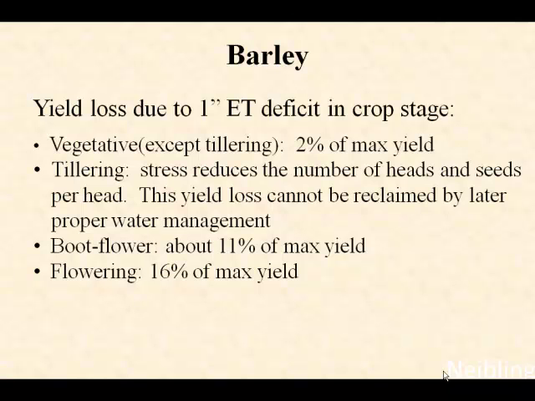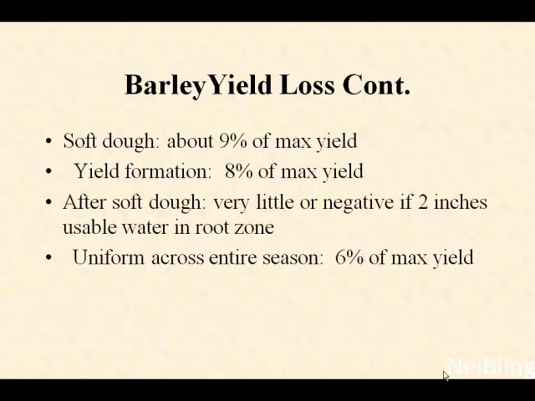Tillering, we talked about that. Boot to flowering, a 1-inch deficit is going to cost you about 11% of maximum yield. Flowering is going to cost you about 16% of the maximum yield. Not a good time to be stressing. If you are an inch behind at soft dough, and then you continue with reasonable irrigation after that, you have about a 9% yield hit.